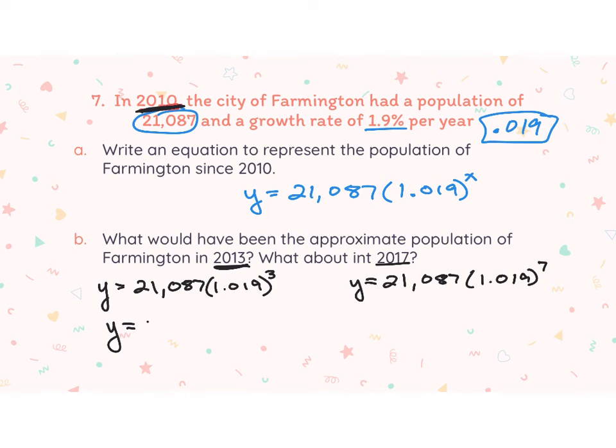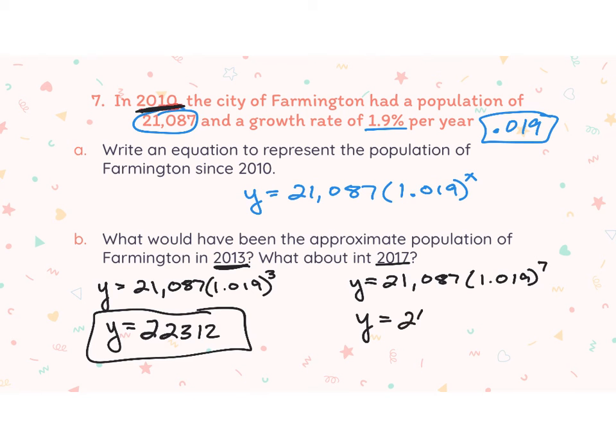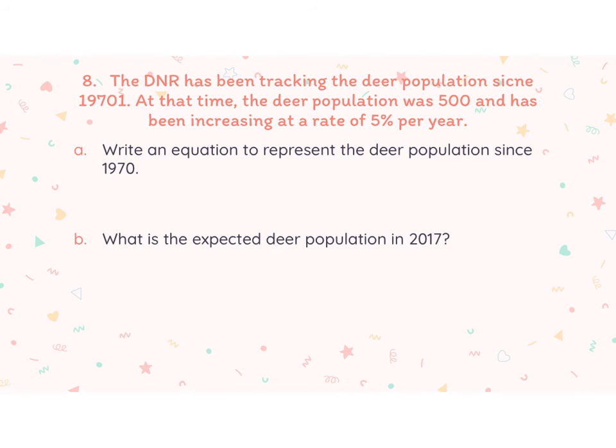I get 22,312. And then, thinking about it again, 1.019 to the seventh times 21,087. This number is going to be 24,057. So slowly but surely we're increasing the number of people here.